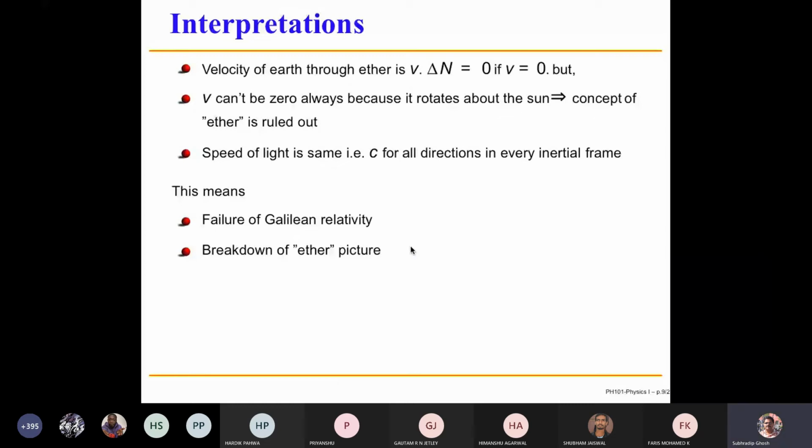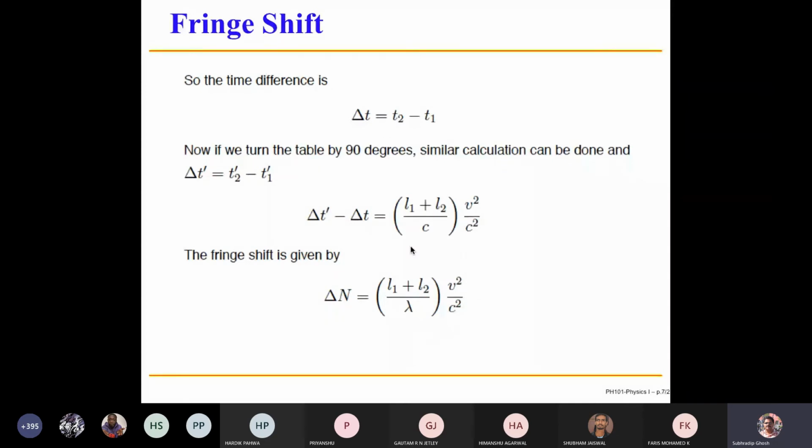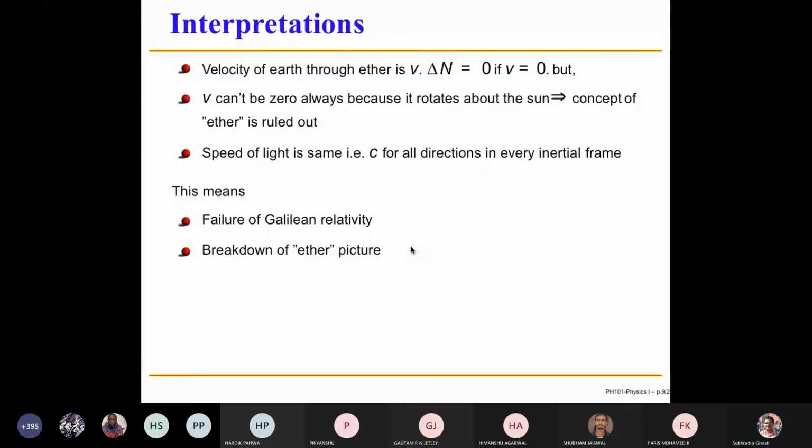Now, in predicting the expected fringe shift, we took v to be Earth's velocity with respect to the ether, which is fixed on the sun. Now, if v is 0, then delta n is 0. That is from the formula, right? The formula tells us that if v is 0, then delta n is equal to 0. But v cannot be 0, because the Earth is rotating about the sun. It is a known fact. So the experiment depends not only upon an absolute velocity of Earth through the ether, but also on the changing velocity of Earth with respect to the ether. Therefore, we must have seen a non-zero delta n.